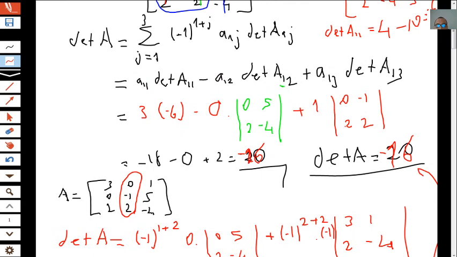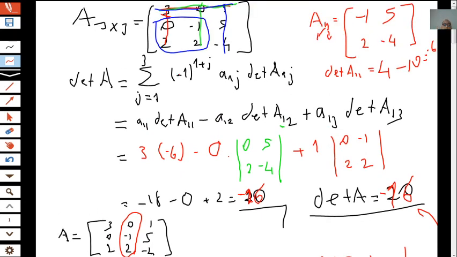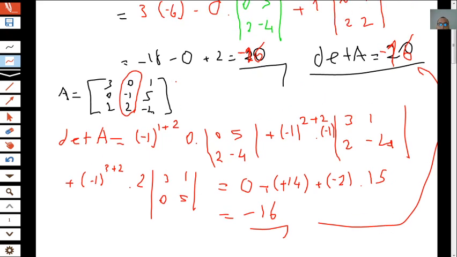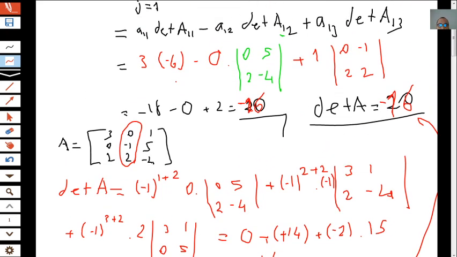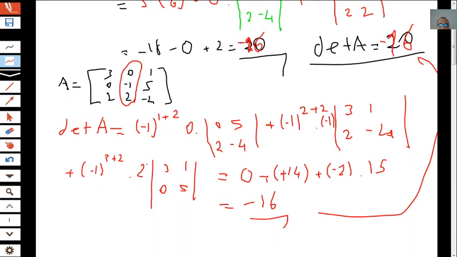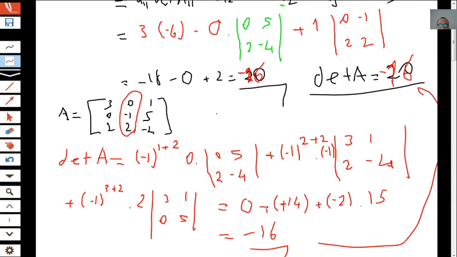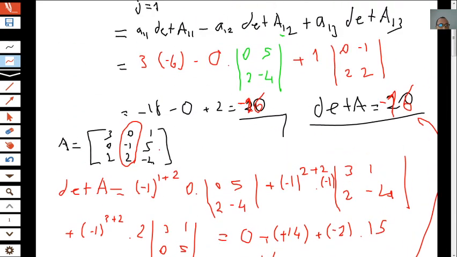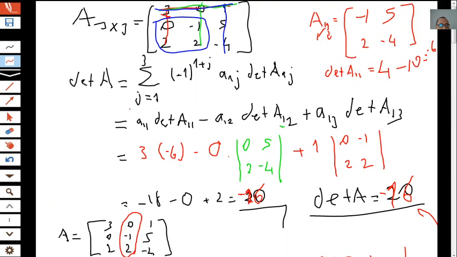Namely, you can use any row and any column to find the determinant of a matrix, and you should not make any mistake to get the true result. The multiplications should be done very carefully.